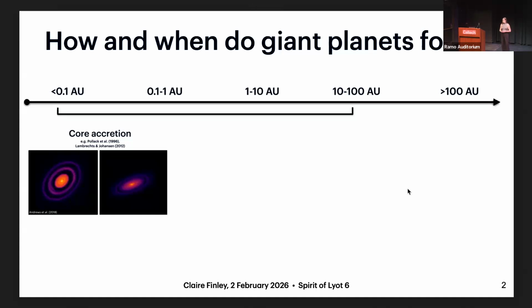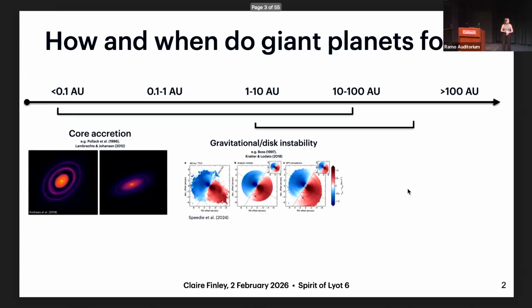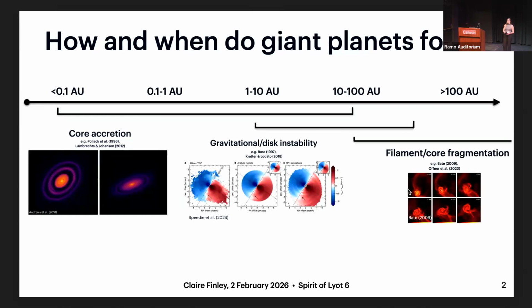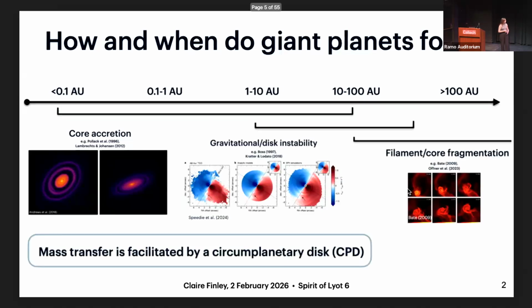So the exact timing and mechanism of giant planet formation remains an open question in the field. Perhaps these objects formed like the smaller terrestrial planets by the core accretion mechanism, or for objects in sufficiently cool and massive protoplanetary disks, they may have formed from a gravitational instability in the disk. Or for the very widely separated and free-floating planets, they may have formed from the collapse of a molecular cloud core or filament like a failed star. But regardless of how these objects begin, the final stages of mass transfer onto the gas giant planet are facilitated by its circumplanetary disk, or CPD.